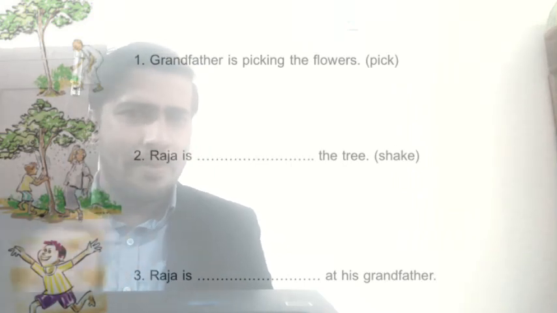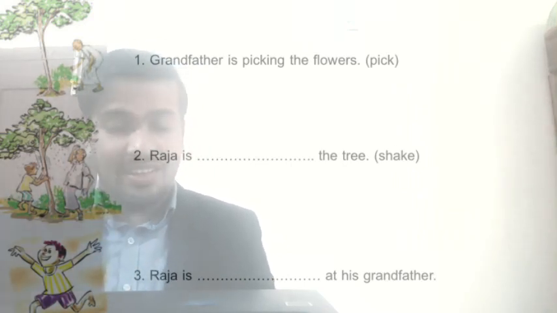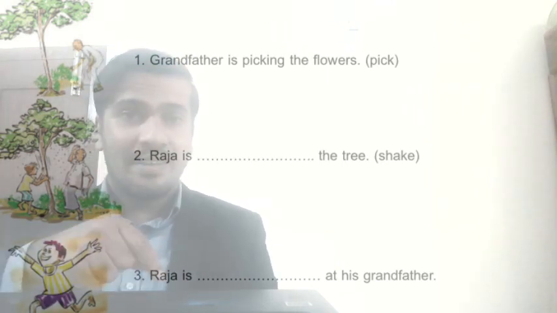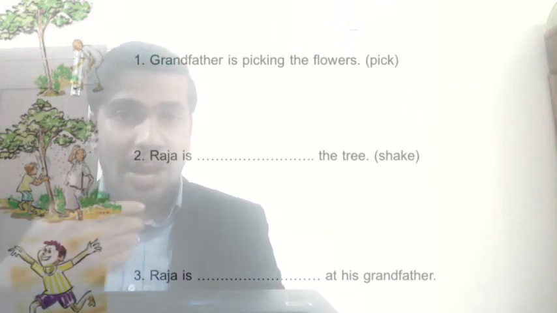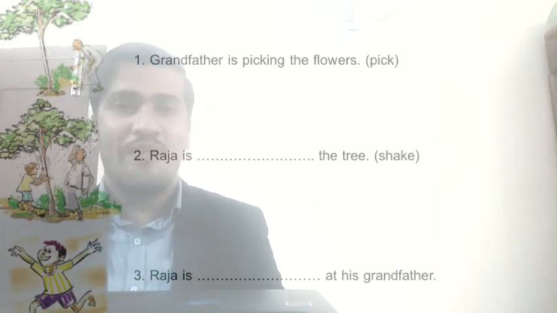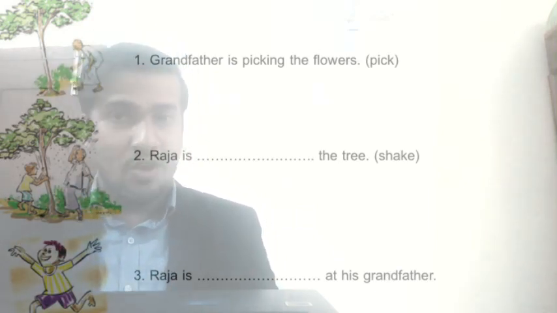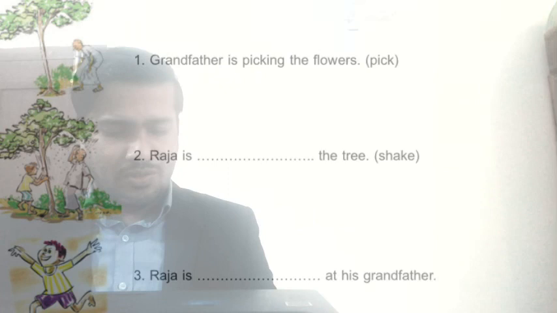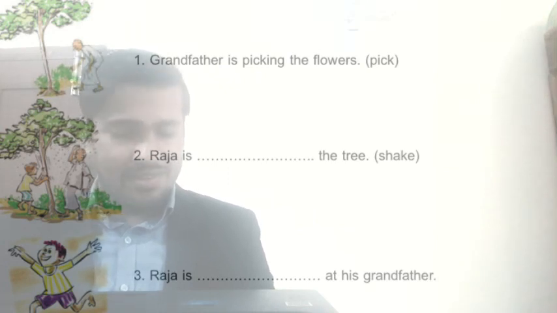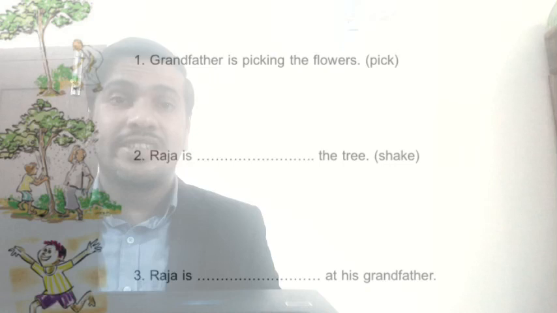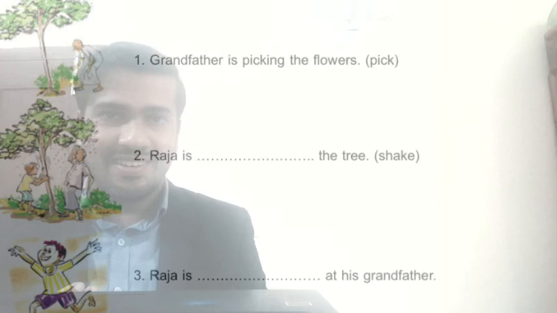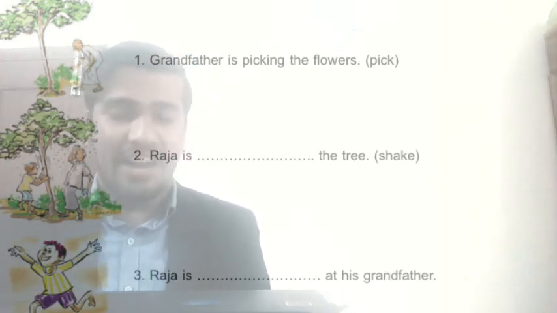So what will be there? Raja is shook the tree? No. We have to write in present continuous, right? What is happening in the picture? Shake, right? So shaking. Wow, very good. Raja is shaking the tree. Look at the third one. See the picture. So what is he doing? Raja is, in the bracket is written, what's the word? Laugh. So tell me, Raja is laughing at his grandfather.